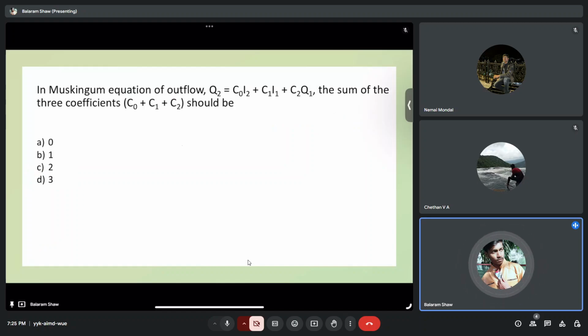Okay. Next question. In the Muskingum equation of outflow, Q2 is equal to C0 I2 plus C1 I1 plus C2 Q1. The sum of the three coefficients, that is C0 plus C1 plus C2, we have just seen, will be equal to 1. So the correct answer would be B, that is 1. Right? Any questions till now?